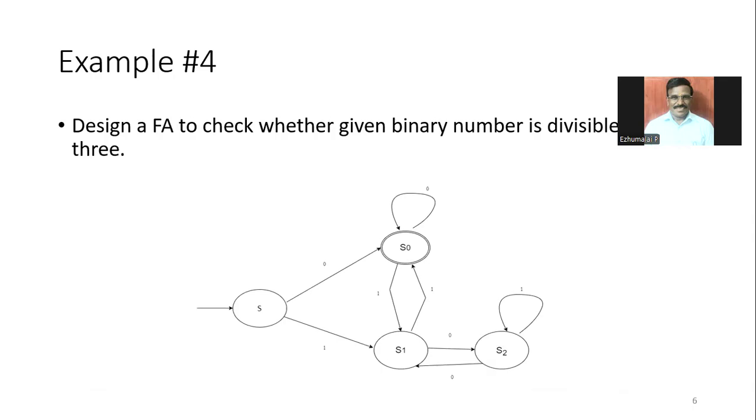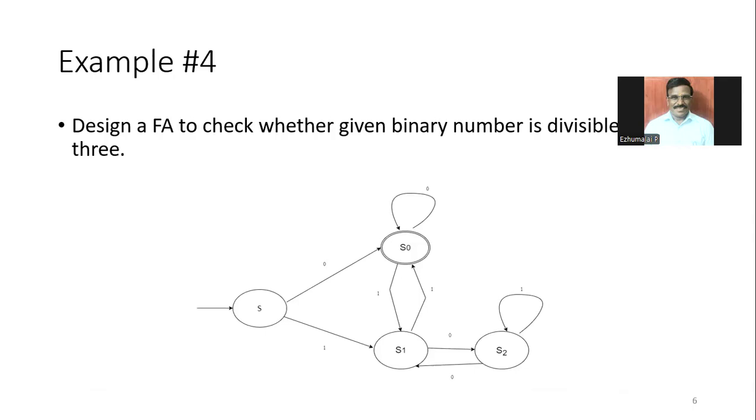In S2, if we are giving input 1, it goes to S1. So from S1, input 0 goes to S2. From S2, input 0 goes to S1. Similarly, from S2, input 1 goes to S2. So whatever input you are giving, if it is divisible by 3, it will reach the final state. So we conclude that for any binary number divisible by 3, the input is accepted.